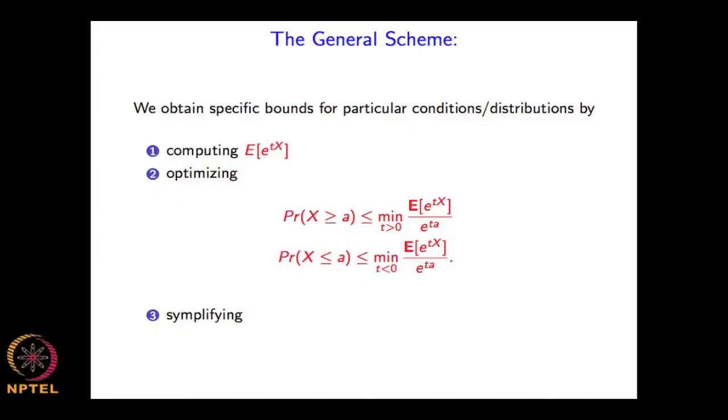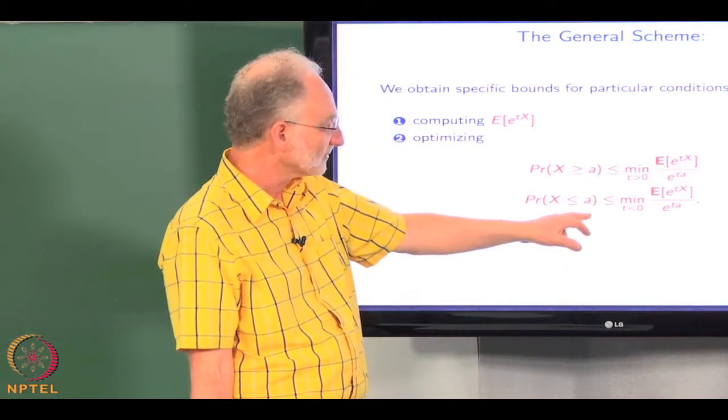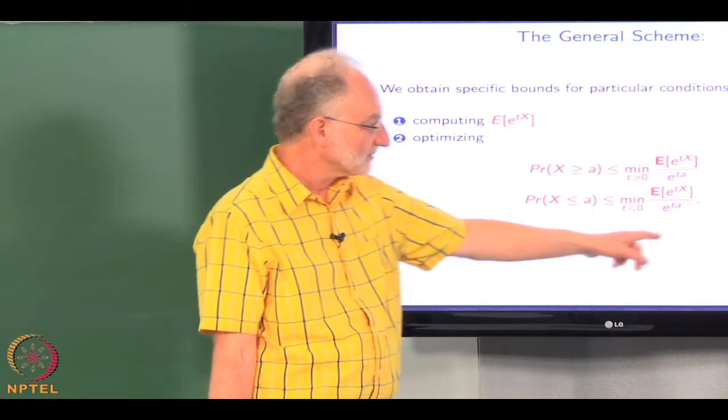So in order to get all these different bounds that we enumerated before, basically you're doing the following. Here is a recipe, an algorithm for generating bounds. You take a random variable. The hard part usually is to compute the expectation of e to the tx. And now you get, from what we had before, that the probability that x is greater than a is bounded by this expression, and the probability that x is bounded below by a is this expression.